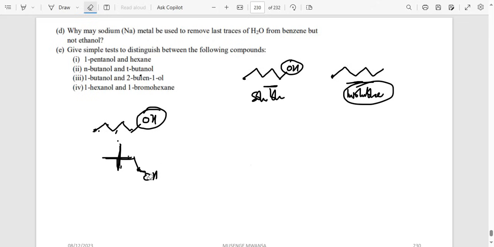Actually, t-butanol is supposed to have the OH here, and then we can have a group there. What kind of alcohol is the first one? It's a primary alcohol, and this one is a tertiary alcohol. Remember what we said about oxidation of these alcohols. What happens to them?